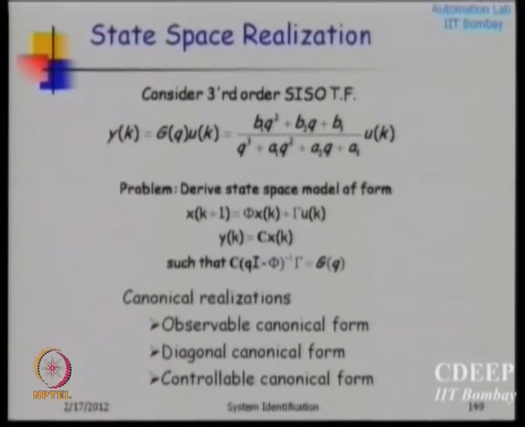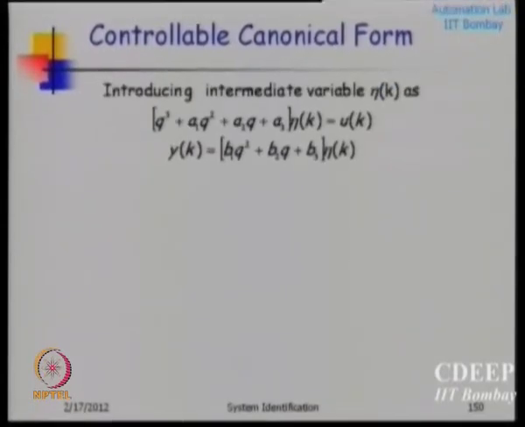But I am going to talk about some popular ways, and why they are popular will also become clear after some time when we start doing controller development. So this first form is called the controllable canonical form. What I have done here is I have introduced one pseudo variable, this variable eta.